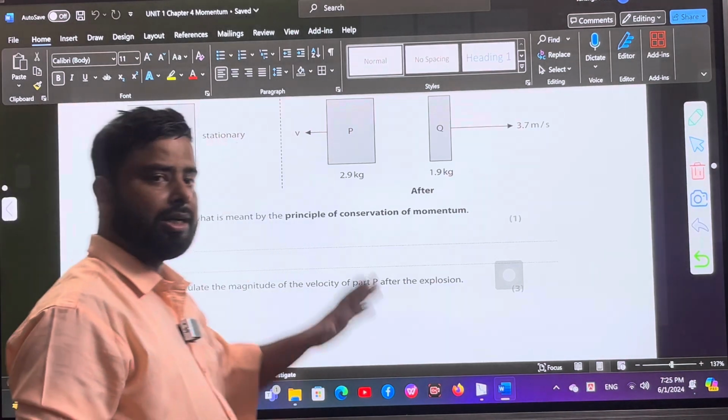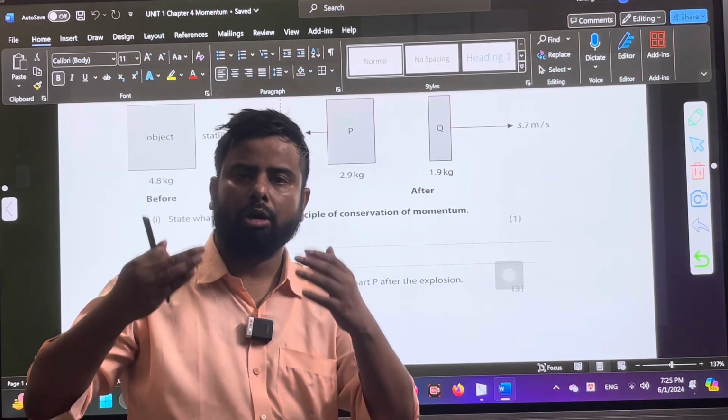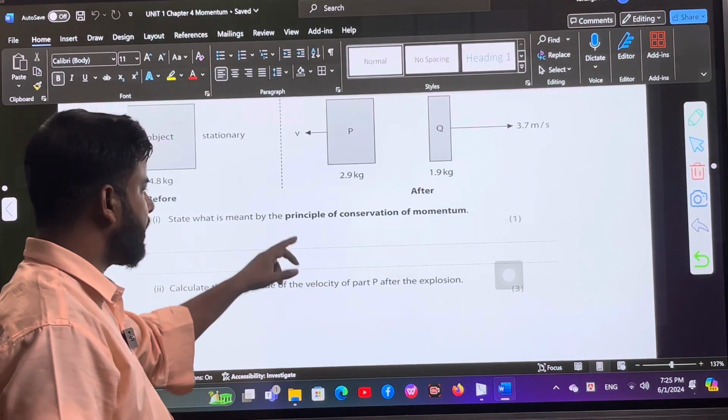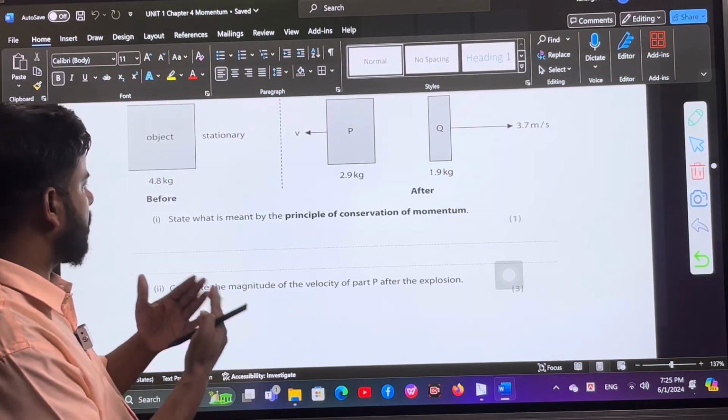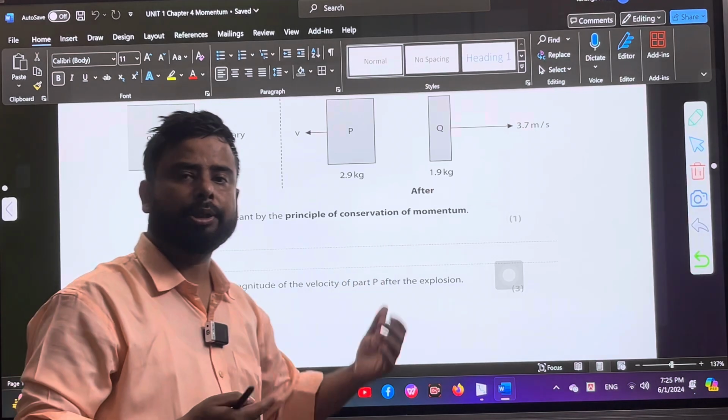Without any external force except collision or explosion, total momentum before collision or explosion is equal to total momentum after explosion or collision.